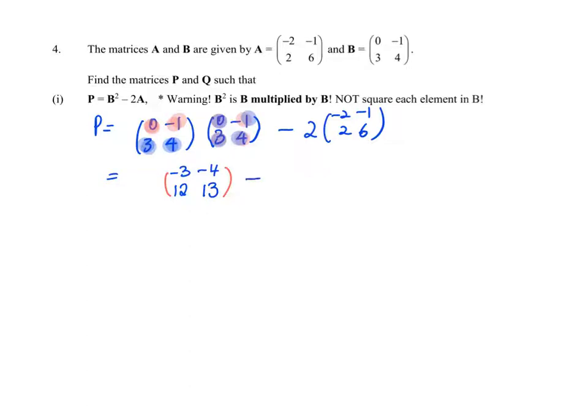Okay, and then we subtract with this. I'm going to multiply the 2 inside, so it becomes minus 4, minus 2 times 4, and 12. Then we'll subtract and get the answer. And this is the answer.